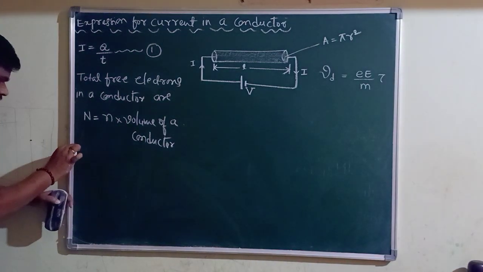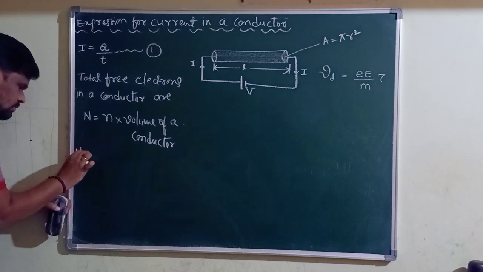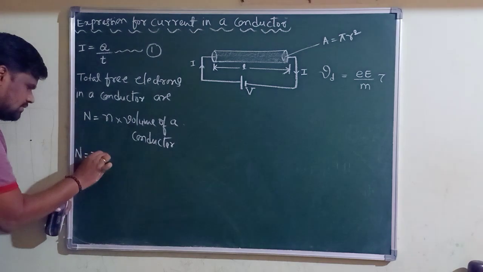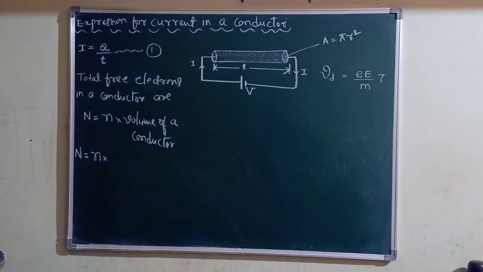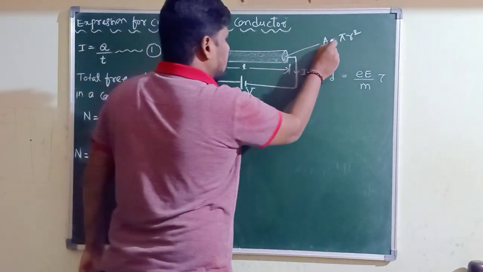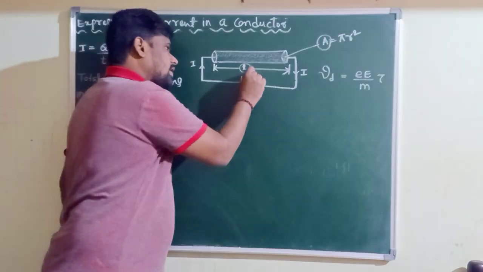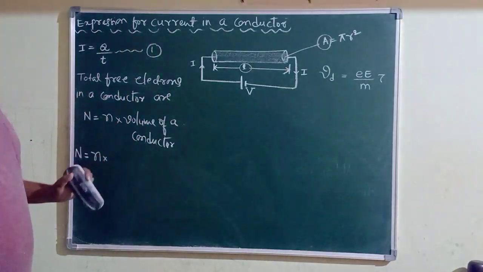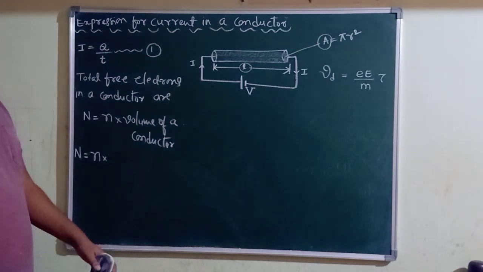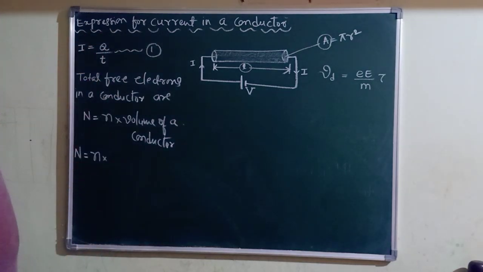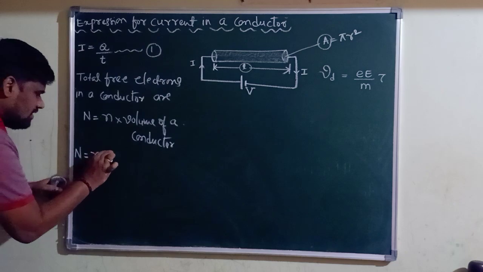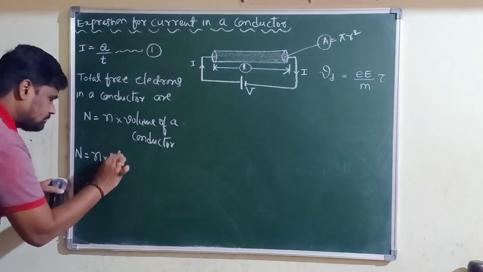Next step, N is equal to small n multiplied by the volume of the conductor. I know the area of cross section of the conductor and I know the length of the conductor. If you know the length and area of cross section, the volume of the conductor is given by A into L.